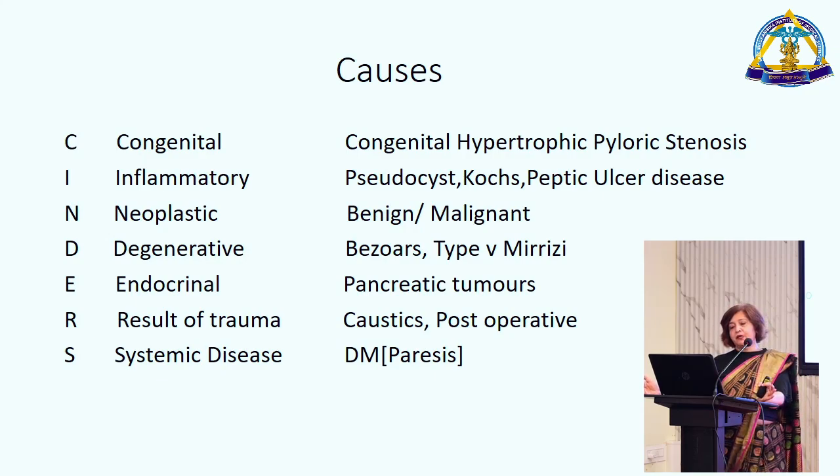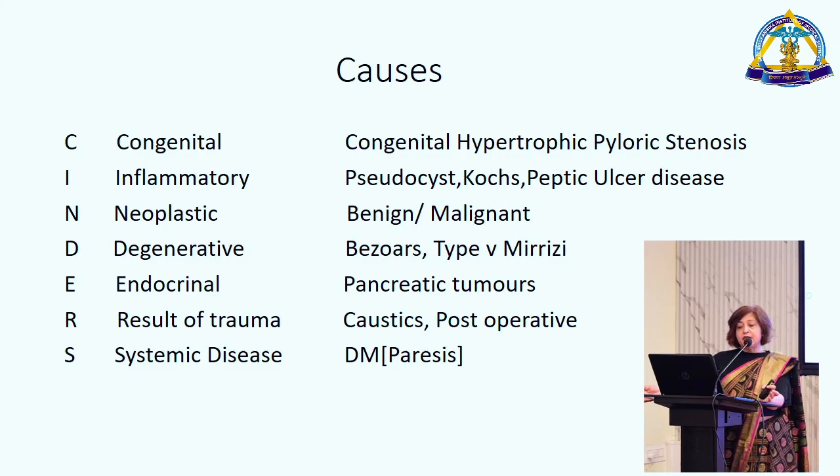Keeping in mind gastric outlet obstruction, the possible congenital causes could be congenital hypertrophic pyloric stenosis. There can be a web. Inflammatory causes could be a pseudocyst causing pressure. Tuberculosis is a big mimic of all pathologies. Peptic ulcer disease used to be a very common cause for gastric outlet obstruction. Now malignancy has taken the lead over benign causes. Neoplastic lesions may be benign or malignant.